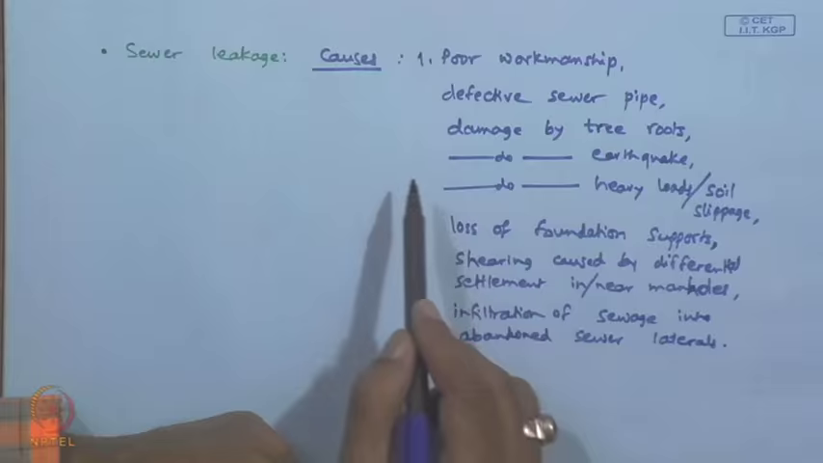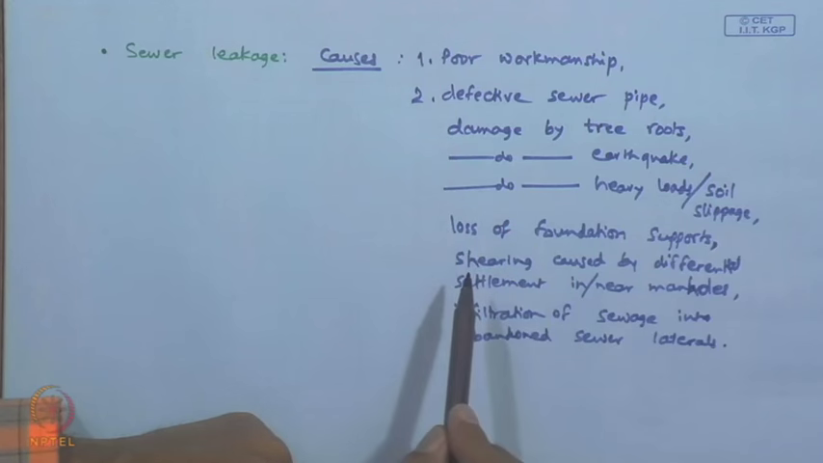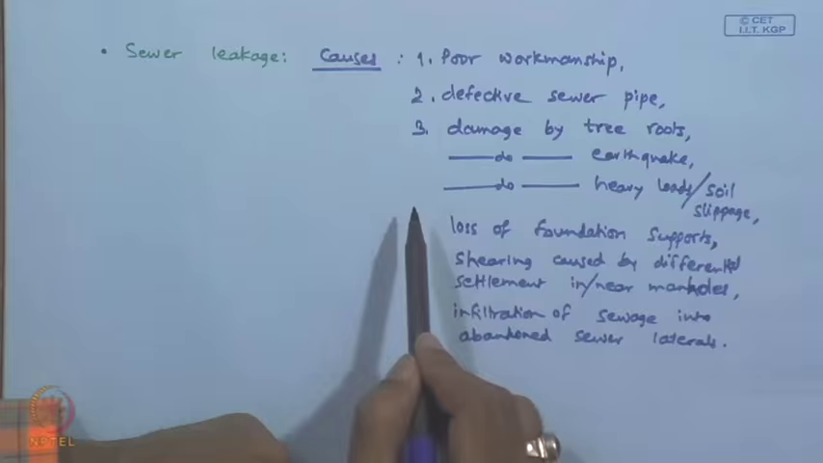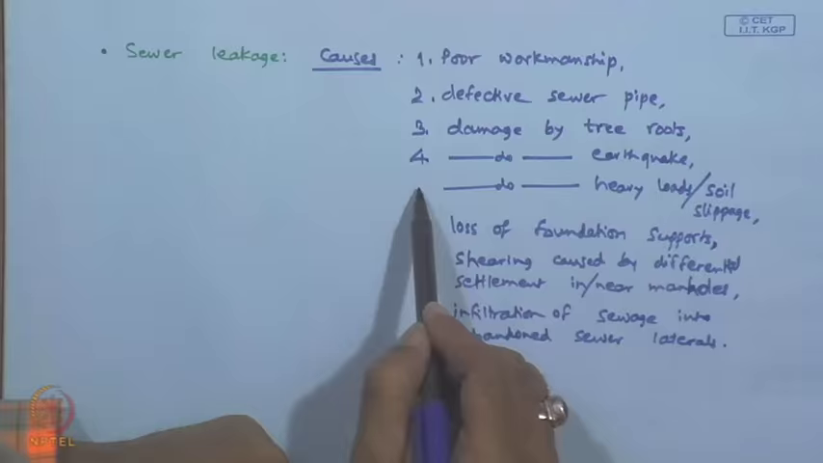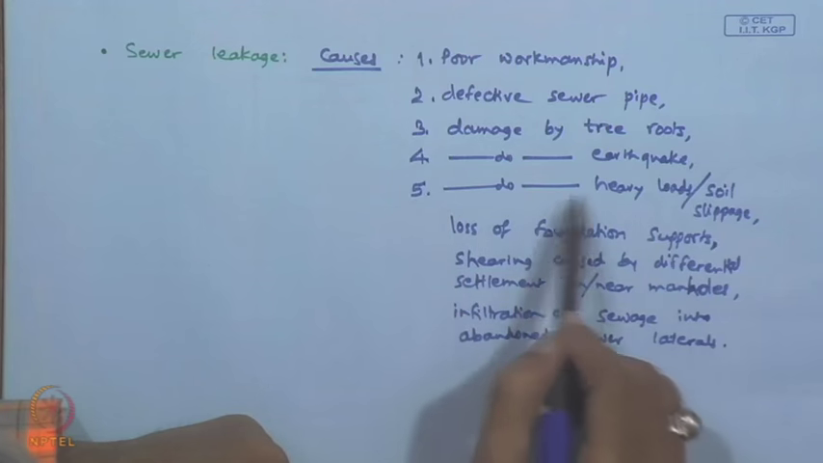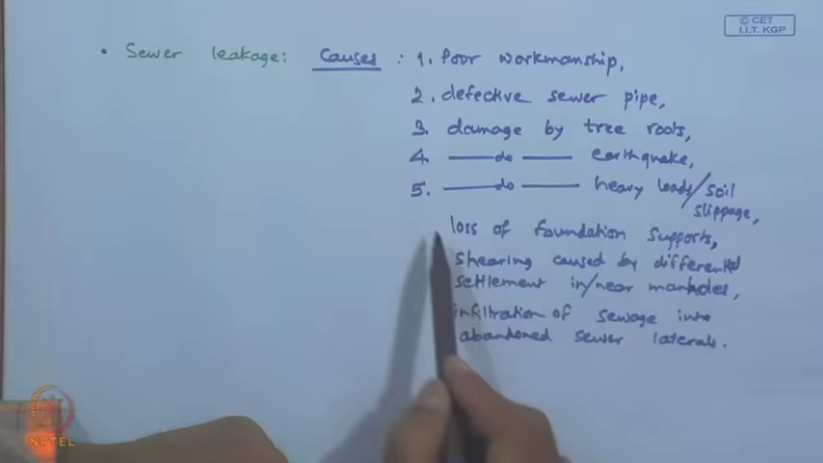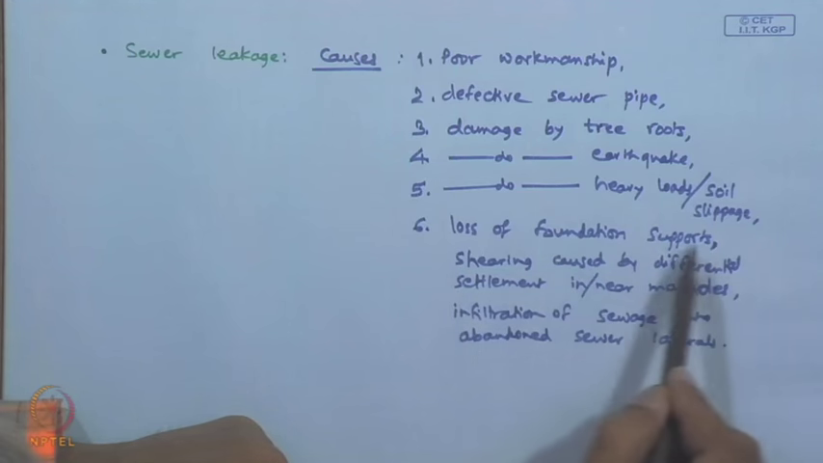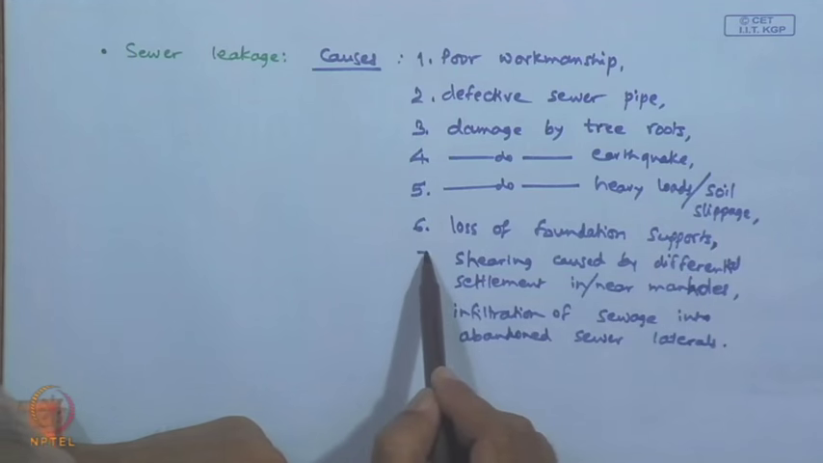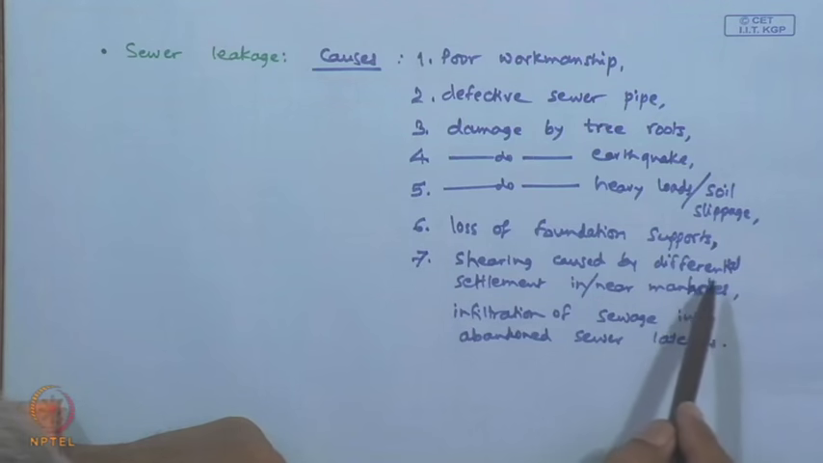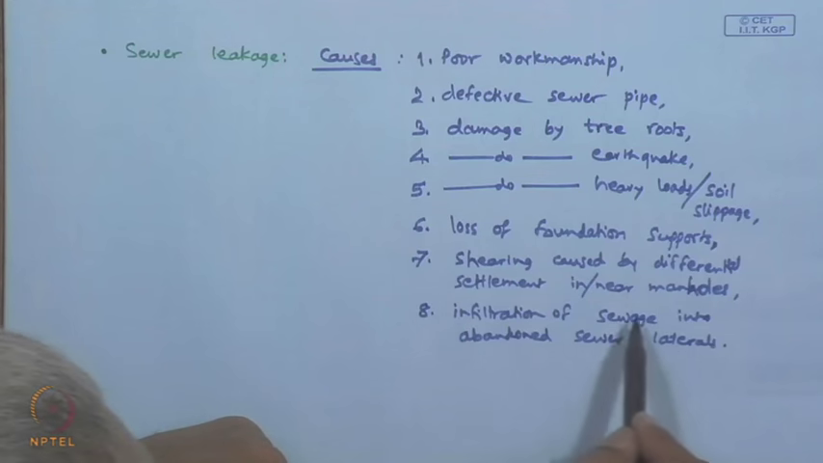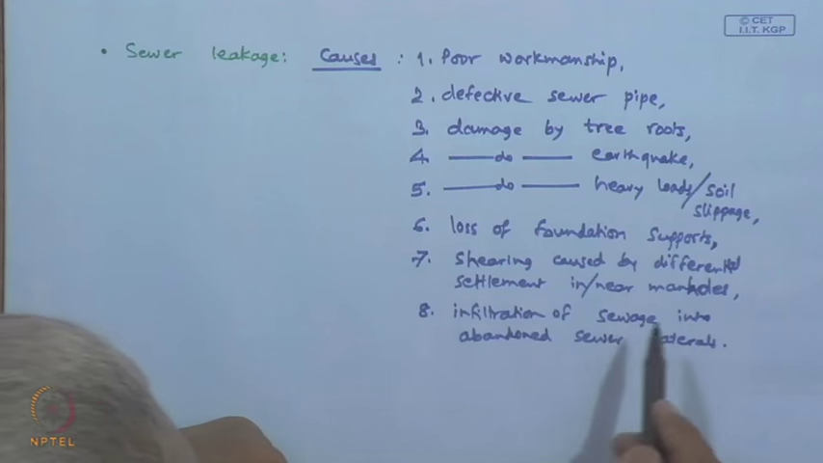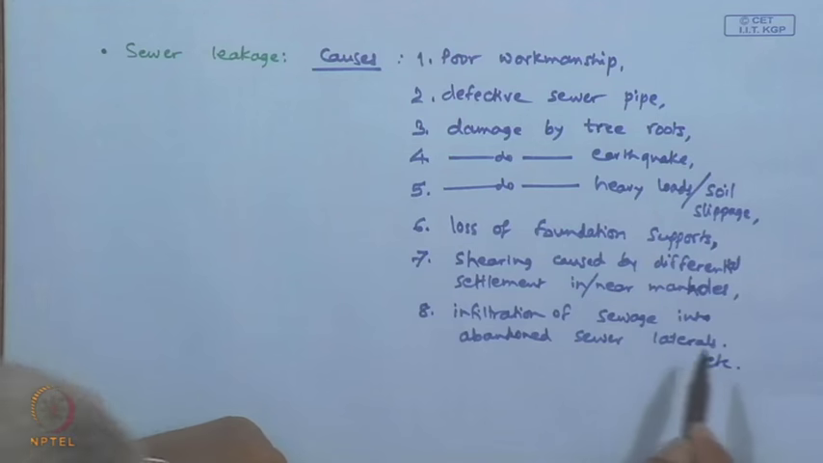Like the first one is the poor workmanship, the second one is the defective sewer pipe, the third one is the damage caused by plant roots, the fourth one is damage caused by earthquake, the fifth one is the damage caused by heavy loads or soil slippage, the sixth one is the loss of foundation supports, the seventh one is the shearing caused by differential settlement in or near manholes, and then this infiltration of sewage into abandoned sewer laterals, etcetera. So, these are some of the causes of sewer leakage.